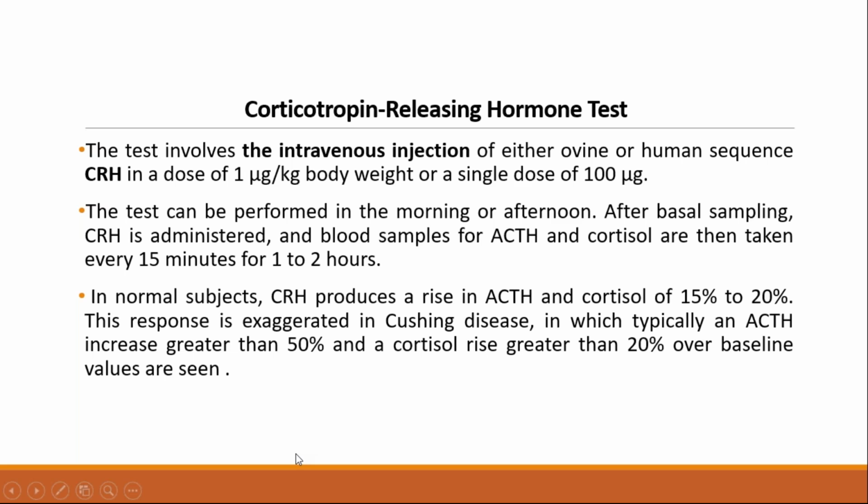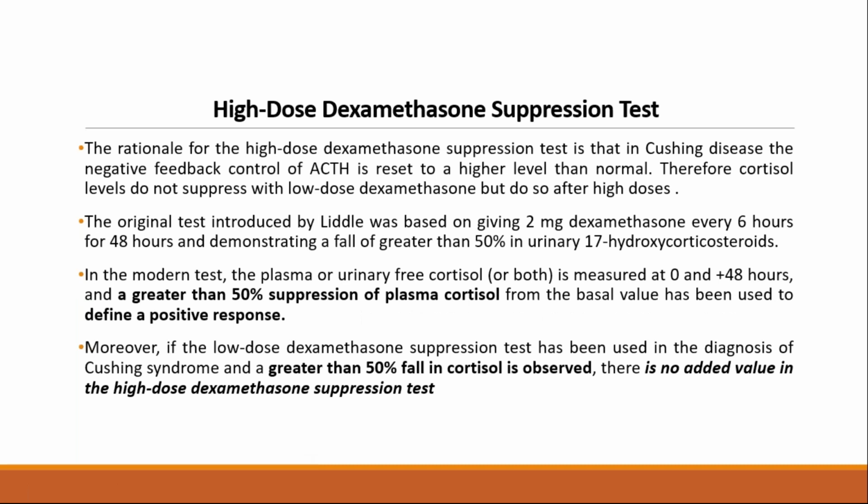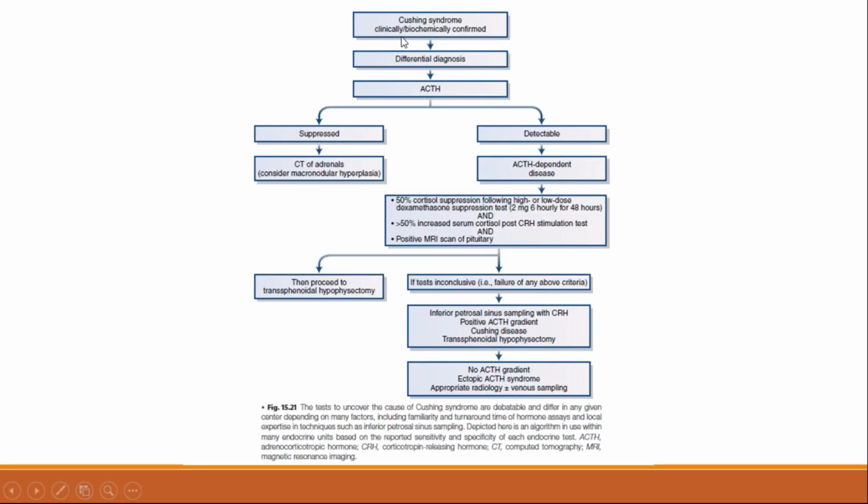These are the other tests for the next step, after we are confirmed about the diagnosis of Cushing syndrome. Once Cushing syndrome is clinically or biochemically confirmed, we have to diagnose whether it is ACTH dependent or ACTH independent. So we have to see the levels of ACTH in the body. If ACTH levels are suppressed, that means the adrenals are the cause. That is, the increase in cortisol level is suppressing ACTH.